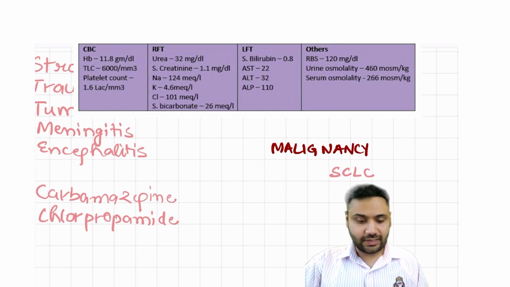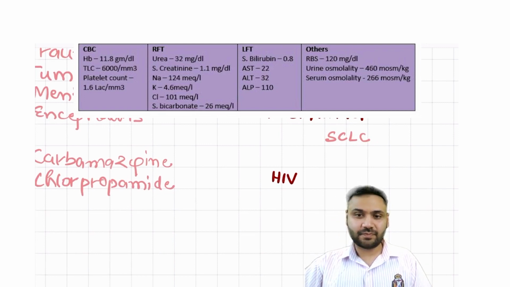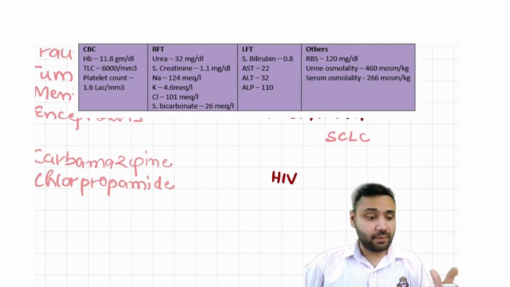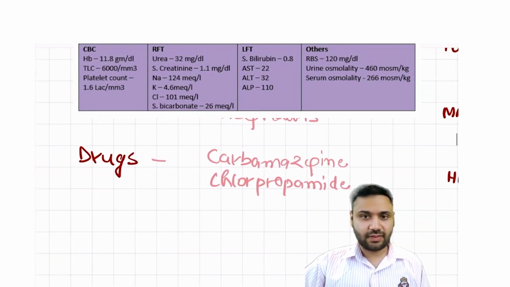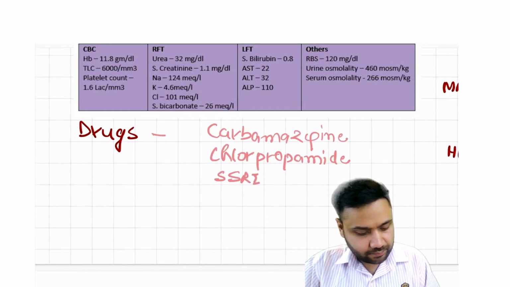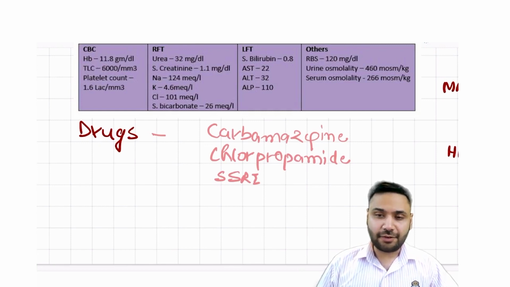And the last category is patients who have HIV. There is one more condition where there is SIADH, and that belongs to the category of drugs. And that drug is SSRIs. Now that we have discussed the manifestations of SIADH and the relationship to serum and urine osmolality, let's move on to our patient.